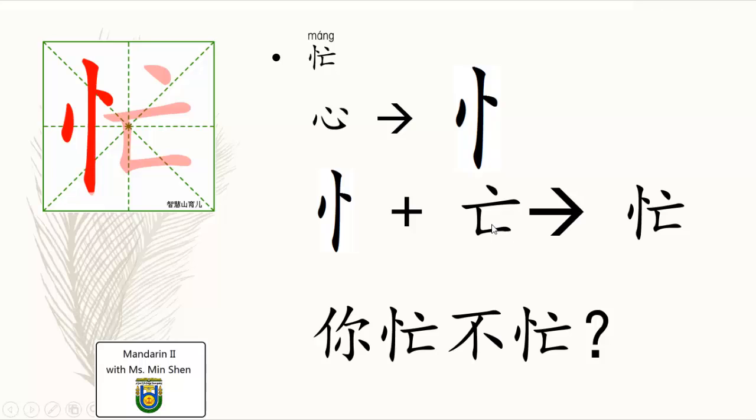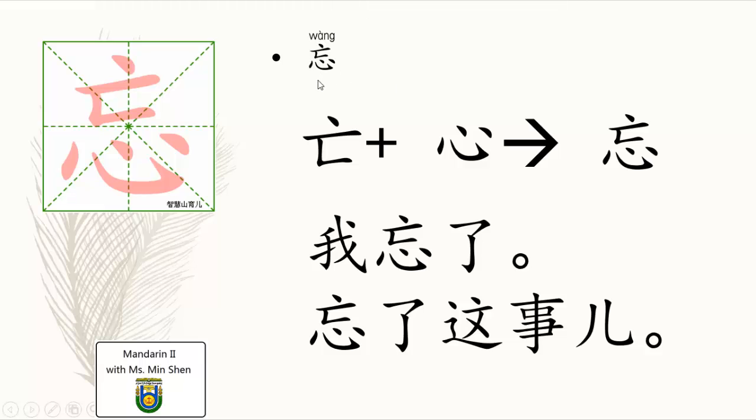So there's an emotion meaning, feeling like 亡, feeling like dying. When you feel like dying, or another way to say it, feeling out of time, feeling there's not enough time, right? People die and then they don't have a lot of time. So feeling out of time, then it's the character for busy, 忙. When people are busy, they feel they do not have time, right? So 忙, busy. 你忙不忙? Are you busy or not?